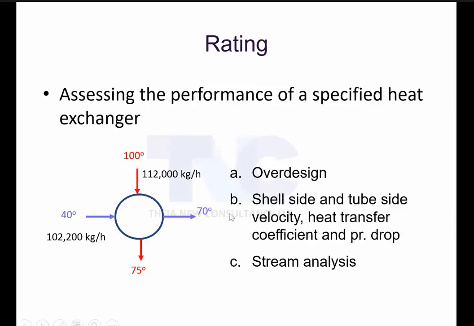What do you do? The exchanger geometry is fixed, because everything is fixed, right? Geometry is fixed, and the conditions you see from the DCS, the distributed control system. What is my hot inlet temperature? 100 degrees. Outlet temperature 75. Cold inlet temperature 40. Outlet temperature 70. You know everything. All the right conditions, you put it in and you will see the over design. It will give you the over design.